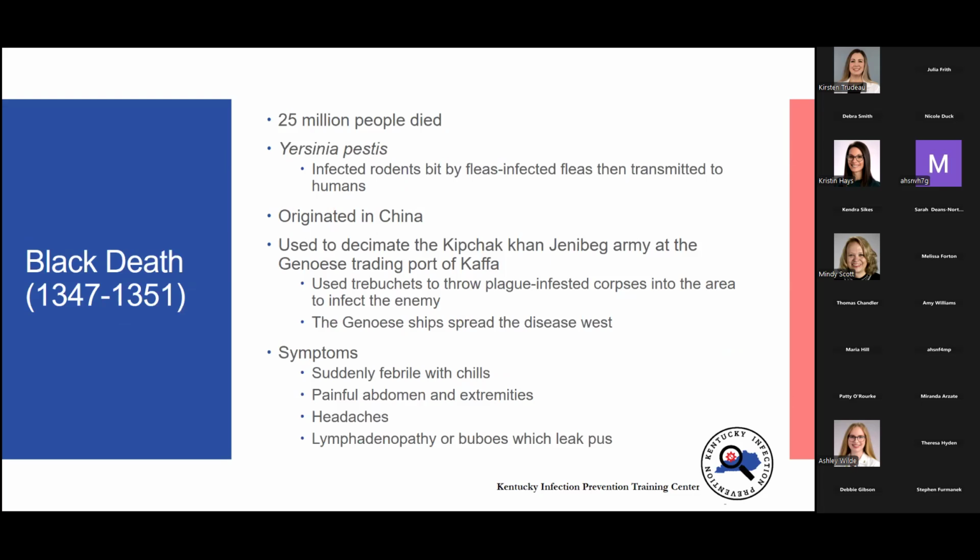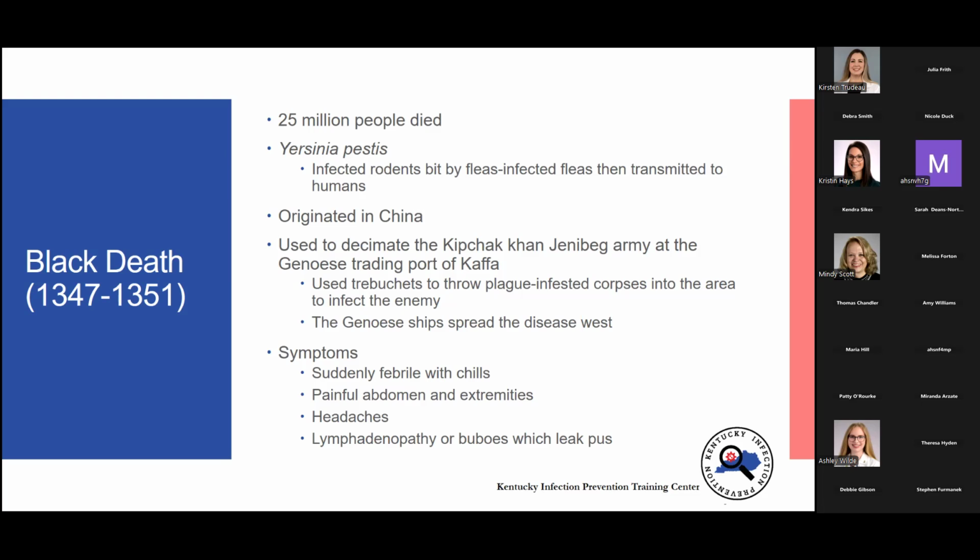Now, the Black Death occurred in 1347 to 1351. About 25 million people died. It was caused by Yersinia pestis: infected rodents were bitten by fleas, and then infected fleas transmitted it to humans. It originated in China, and if you think about this, this is kind of like the birth of bioterrorism. The Mongol army used this to decimate the Kipchak Khan Janibeg's army at the Genoese trading port of Kaffa.